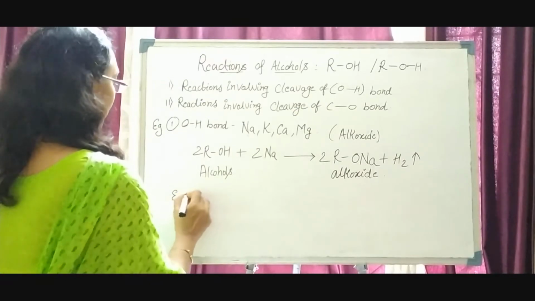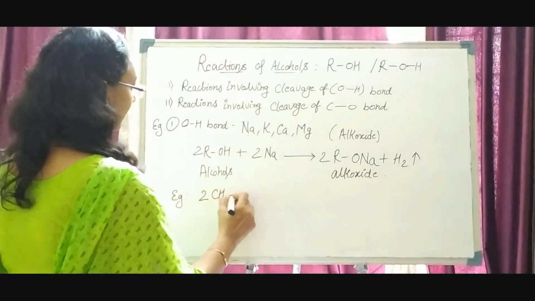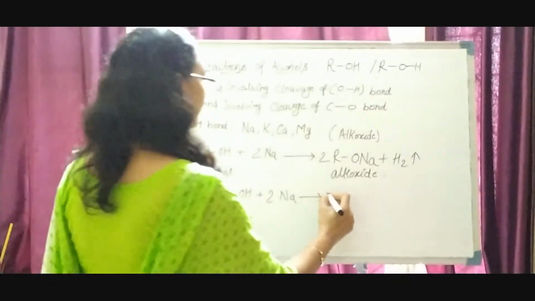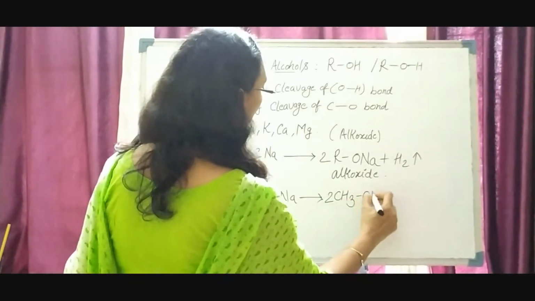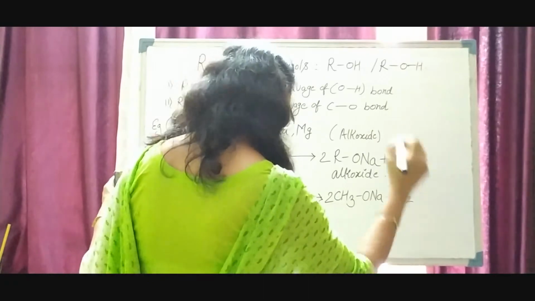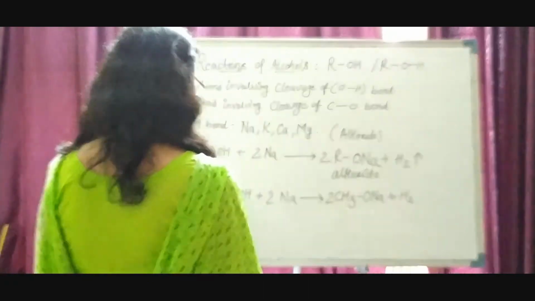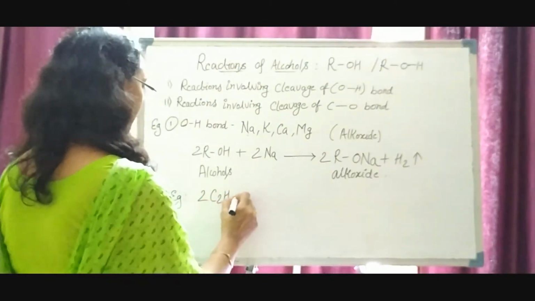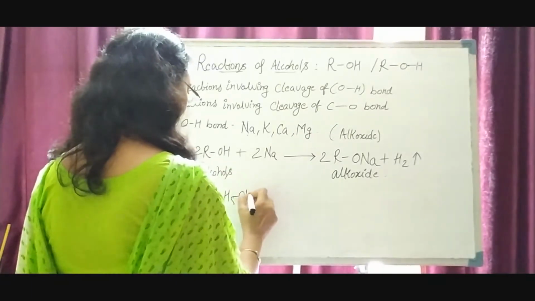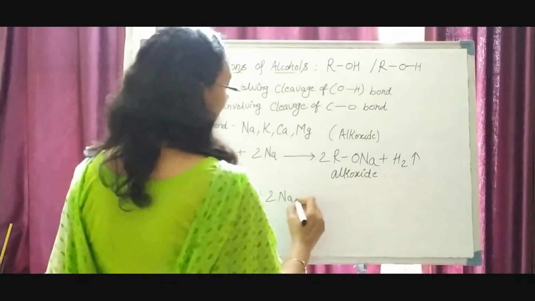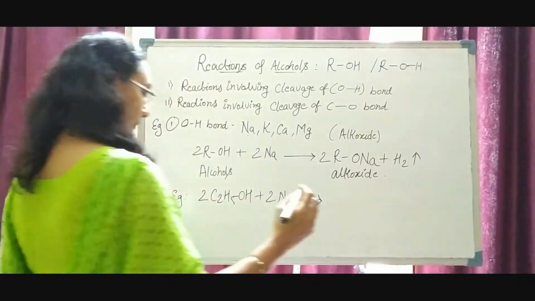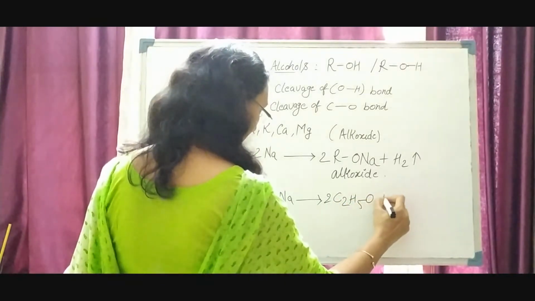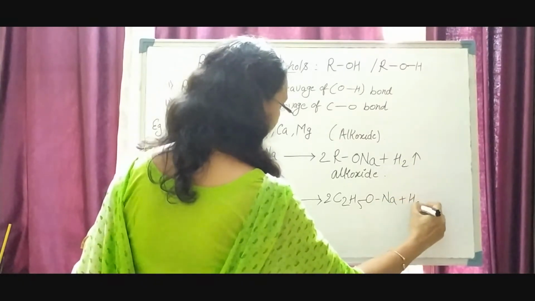You can see the example, 2CH3OH plus 2Na gives 2CH3ONa plus H2, or the same we can go for 2 molecules of C2H5OH plus 2Na, giving you 2 molecules of C2H5ONa, and with the liberation of hydrogen.